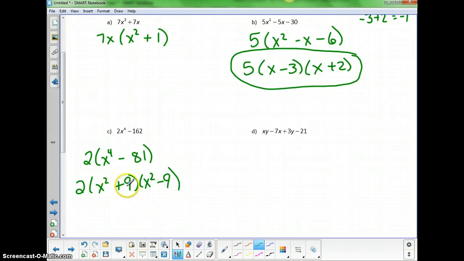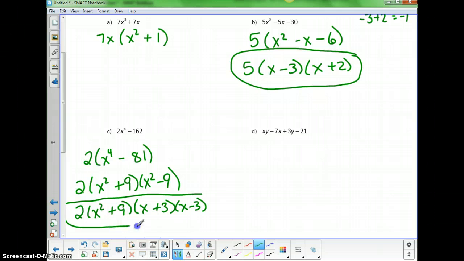Now we have an x squared in each of these, so we're going to check to see if it can be factored. 2 terms, both squares, but a sum can't be factored. 2 terms, both squares, a difference, that can be factored. So I'm going to leave the x squared plus 9 alone. I can't factor a sum of squares. I can factor the difference of squares into x plus and minus 3 because 9 is 3 squared. So it'll be x plus 3 and x minus 3. That'll be my final factorization.